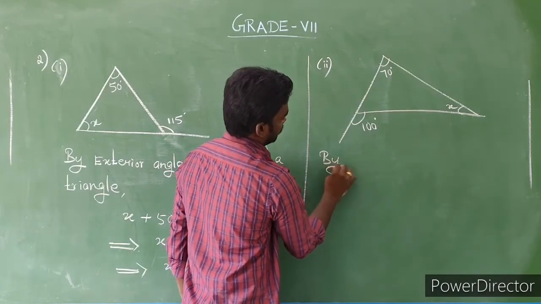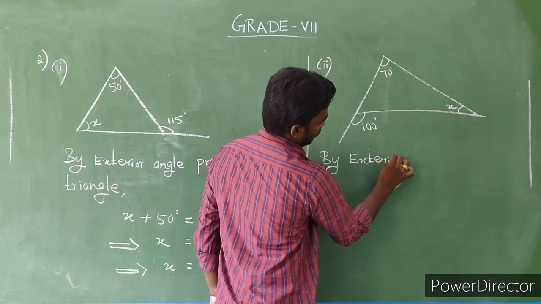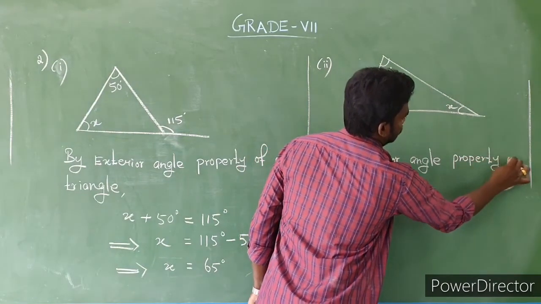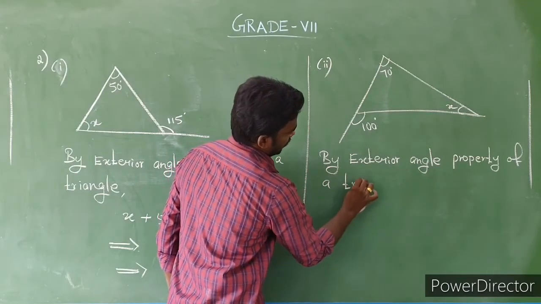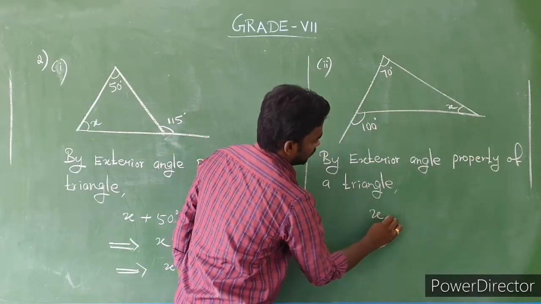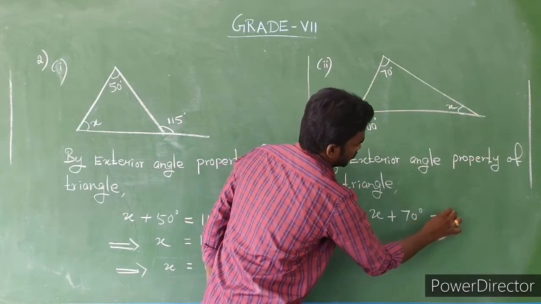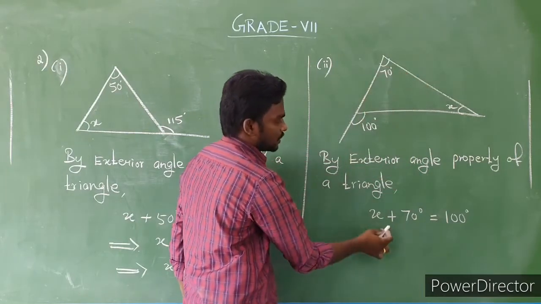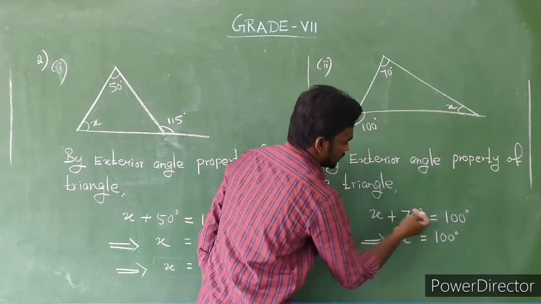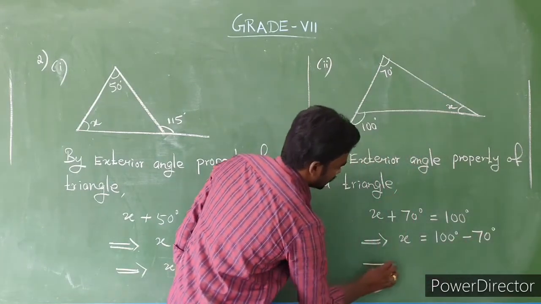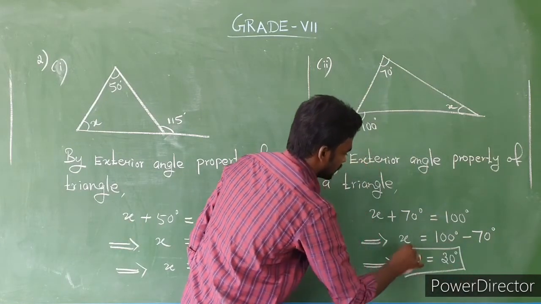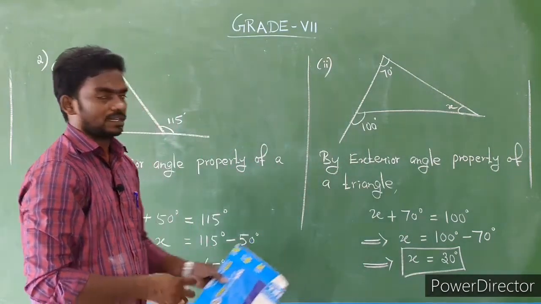By the exterior angle property of a triangle, angle x plus 70 degrees, that means the sum of interior opposite angles, is equal to the exterior angle. Angle x plus 70 degrees is equal to 100 degrees. So we keep the value x on the left side and on the right side the value is 100 degrees. This plus 70 is transposed to minus 70 degrees. Implies x is equal to 100 minus 70, which is 30 degrees. So the value of x is equal to 30 degrees. We found it by using the exterior angle property of that triangle.